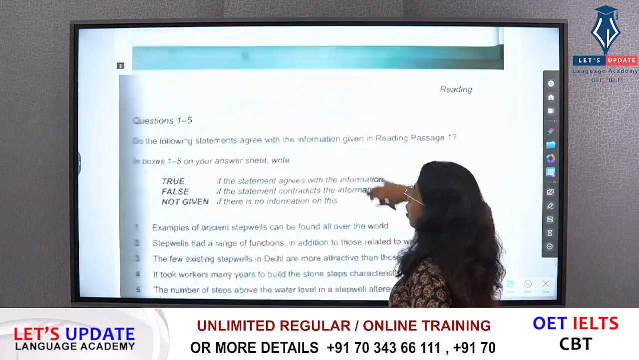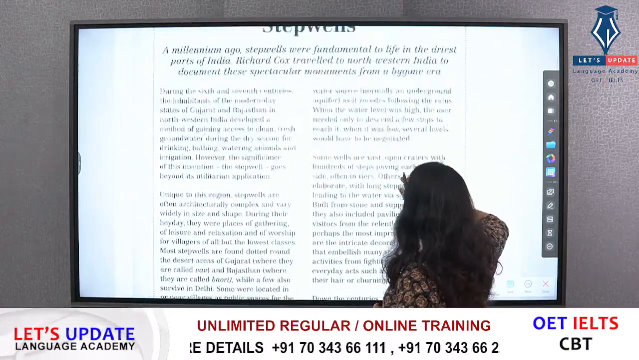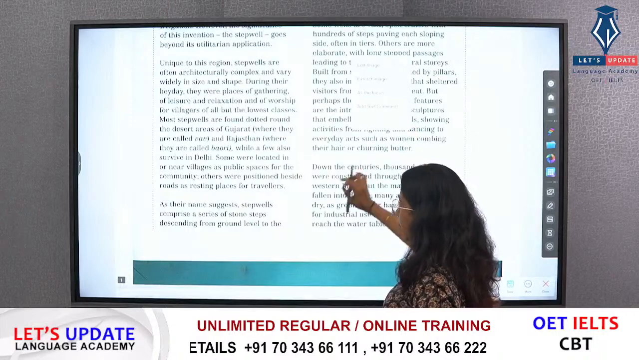Okay, so we have to look for the synonyms for altered. So you can read the third paragraph.